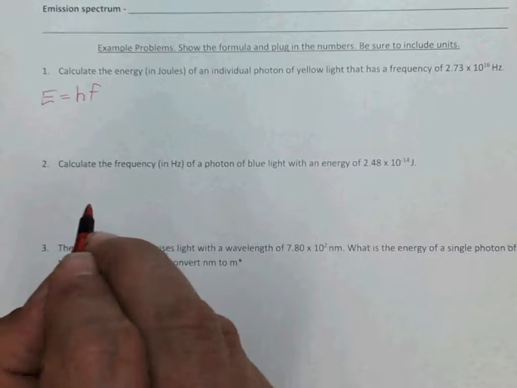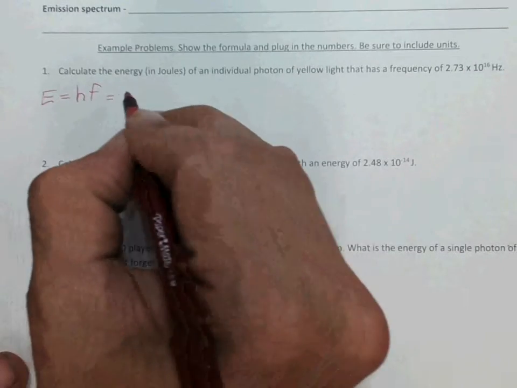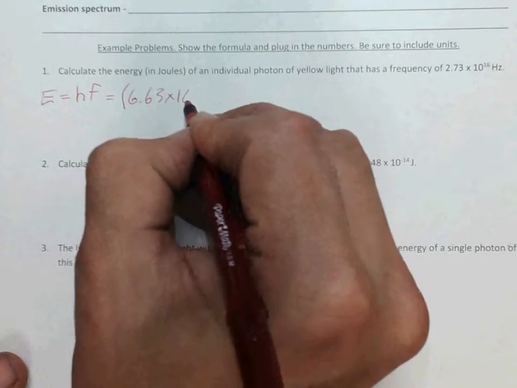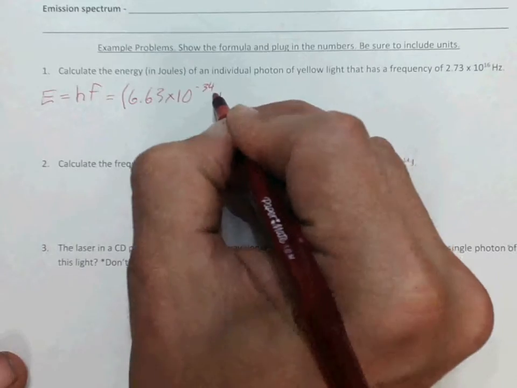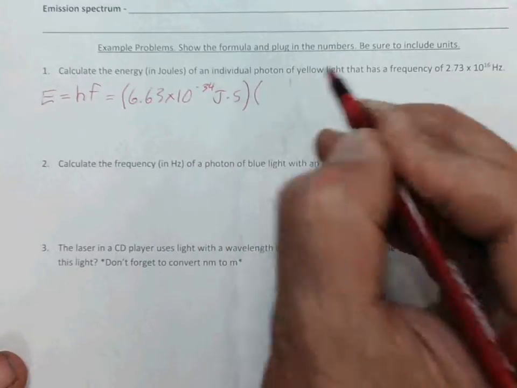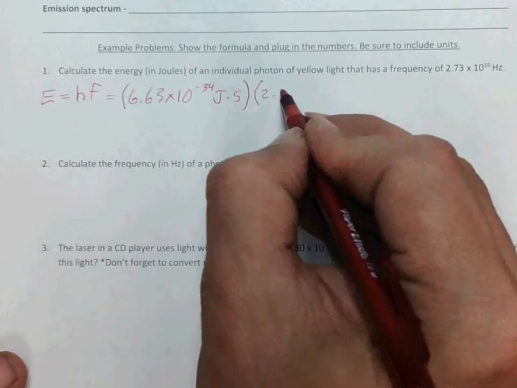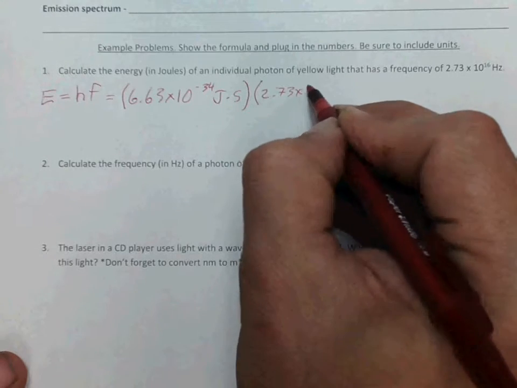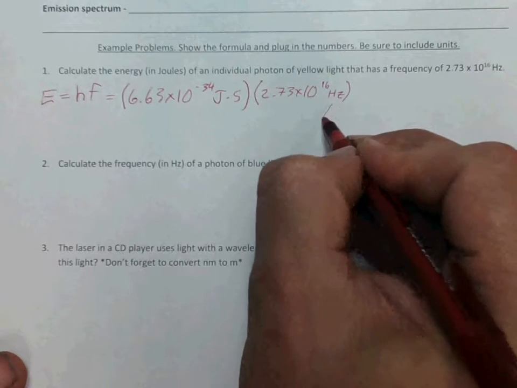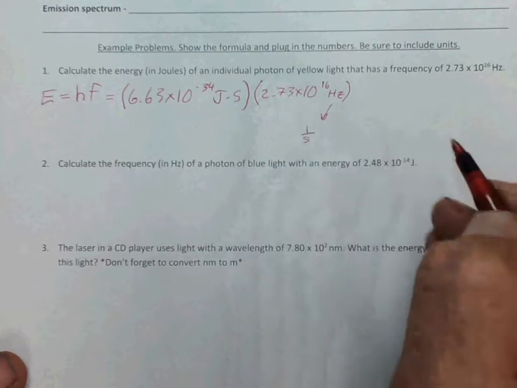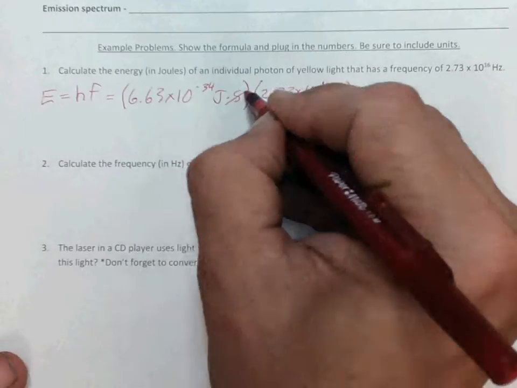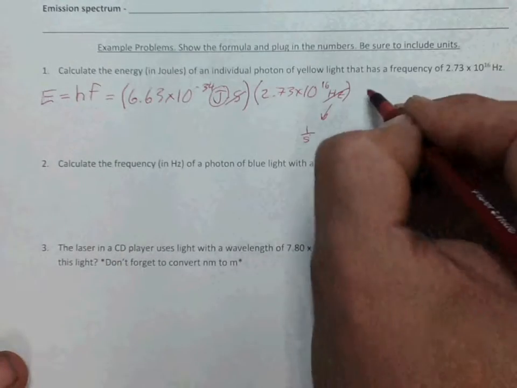H is Planck's constant and F is the frequency. We can substitute in and we have 6.63 times 10 to the negative 34 joules times seconds. That's Planck's constant. And then we multiply that by the frequency, which is our given there, 2.73 times 10 to the 16 hertz. Now remember that hertz, these units, are 1 over seconds. So 1 over seconds times seconds cancel each other out. So hertz cancels with seconds and it leaves us with just joules.